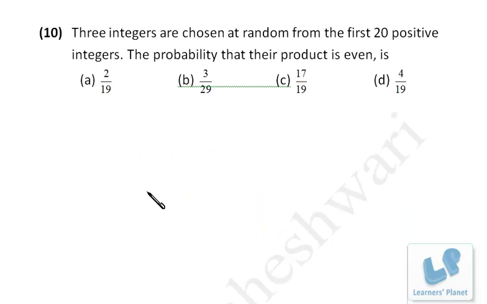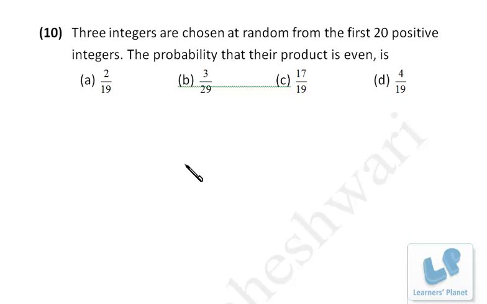Now let's try this problem. 3 integers are chosen at random from the first 20 positive integers. The probability that their product is an even number. Now if we want the product to be an even number and if we are selecting 3 integers, that means at least one of them should be even, right? Then only the product will be even. If at all one even number is there, then also not a problem because odd into even is even only, right? So what we do is we just find out the probability that there is no even number selected at all, right?